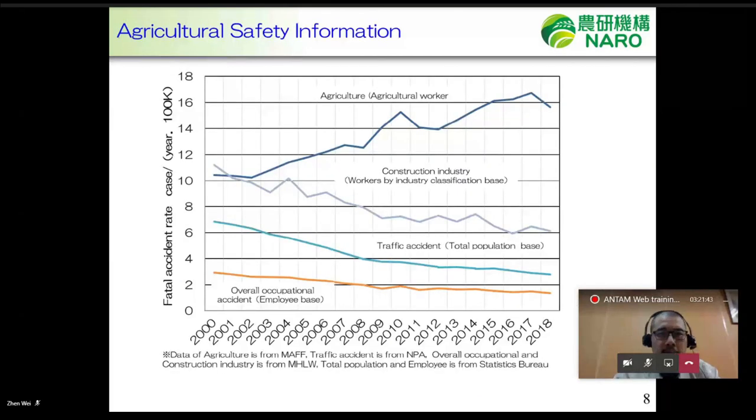Next, I would like to talk about agricultural safety information. This graph shows the fatal accident rate per year per 100,000 people. At the bottom, the orange line shows the overall occupational accidents. The blue one is traffic accidents. And above, there's the construction industry. Unfortunately, in the agriculture industry, the rate is increasing, compared to the others, which are declining.